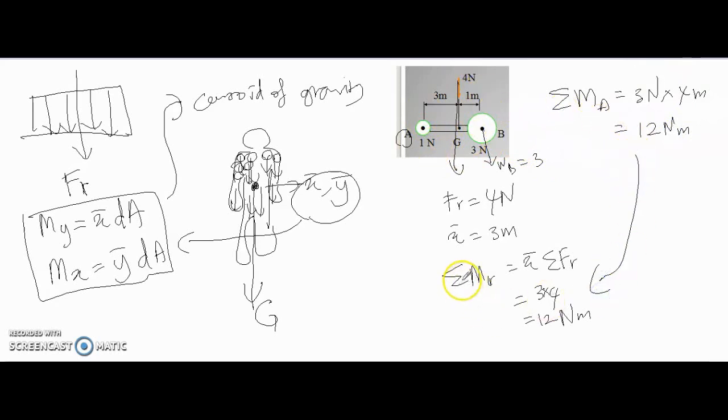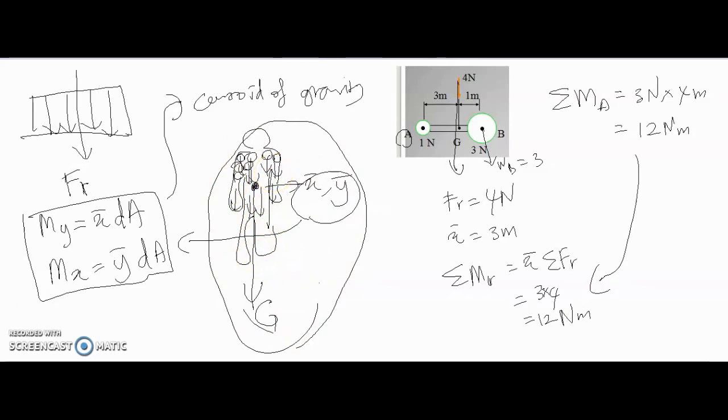which means that the summation of moment is equal to the moment of the resultant, okay. Any forces here that create moment, the summation of that we can represent as one single resultant force moment, okay. So that's the concept to explain the gravitational force, which acts at the center of the body.